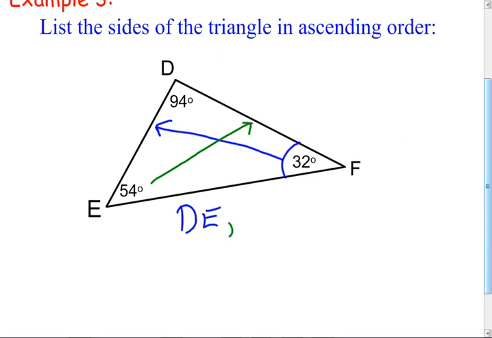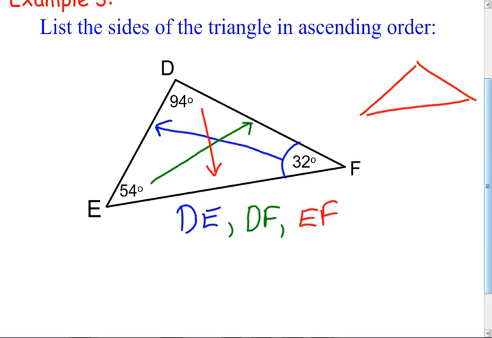So the next one is DF. And obviously there's only one side left. The longest side is opposite the 94, which is EF. Does that make sense? If the angle is bigger, then this side has to be longer.